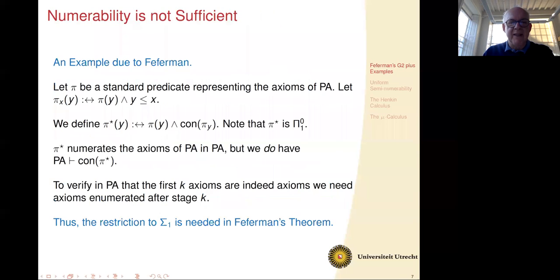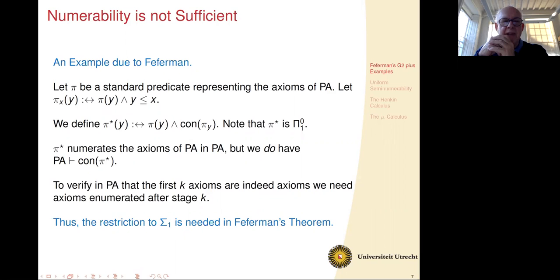There's also this example due to Feferman, and that's the warming up for my general version. Feferman gave an example of a Π^0_1 axiomatization of Peano arithmetic for which we do not have the second incompleteness theorem. The idea, very roughly, is: let π be the standard predicate representing the axioms of PA.